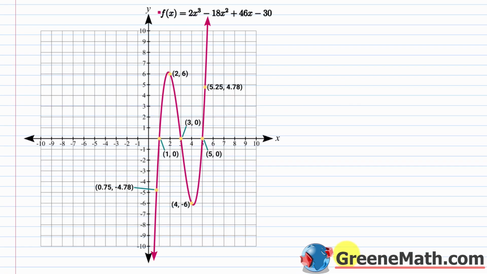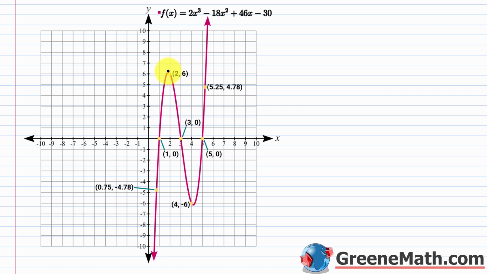And I'm going to go ahead and take everything that we've found so far and just sketch the graph. Of course, this is computer generated, so it's perfect, but yours is not going to be, and that's okay. So we have f(x) = 2x^3 - 18x^2 + 46x - 30. You see you have your point, which is (0.75, -4.78). That's right there. You have your (1, 0). You have your (2, 6).